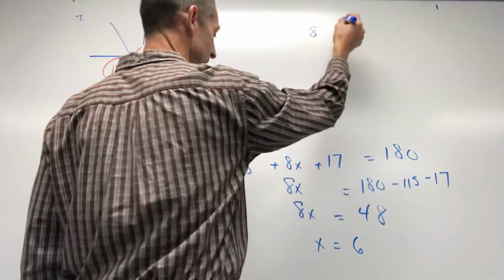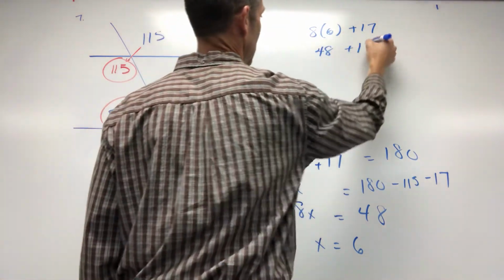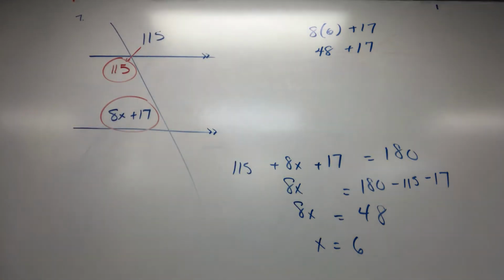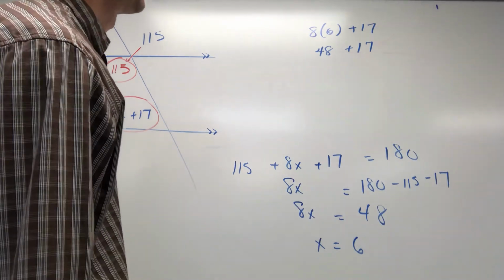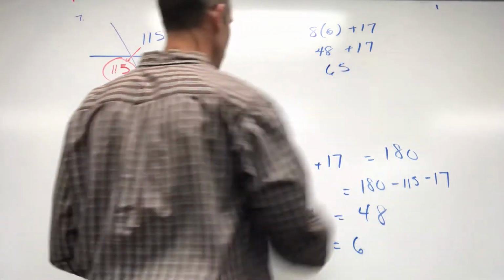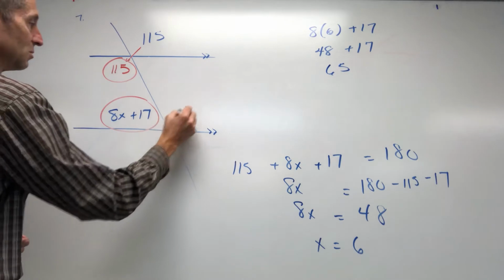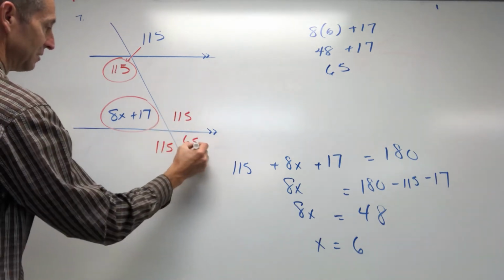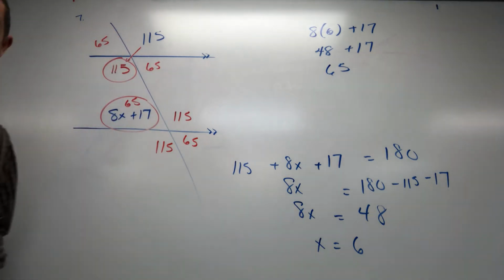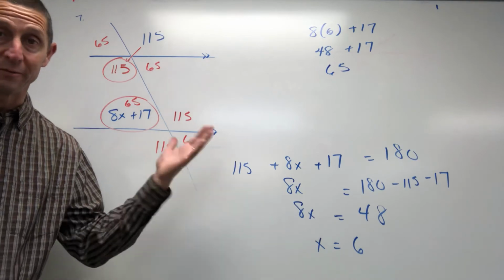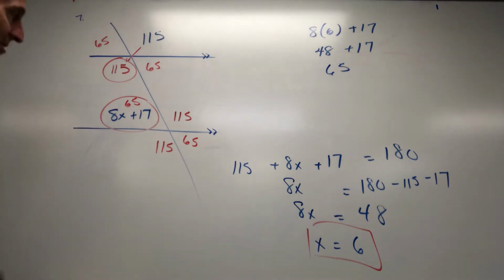So we had our 8 times 6 plus 17. So that's going to be 48 plus 17. What is 48 plus 17? 65. Boom. And then we can get all of our answers. So we know these angles are 115, 115. Here's 115, 115. 65, 65, 65, 65. So again, it's fun. You get one angle to work with, you find all the rest of them, solve for x. We're in business. Okay.